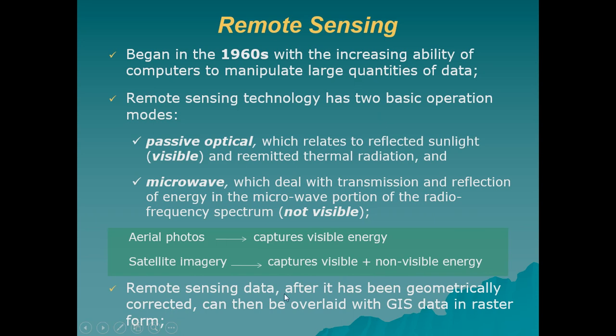Additionally, remote sensing data. Remember, in our case, the remote sensing data we are most interested in would be aerial photos and satellite imagery. So this data, after it has been geometrically corrected using georeferencing, can then be overlaid with other GIS data in raster form. So the aerial photos and the satellite imagery would be represented in the raster data format.